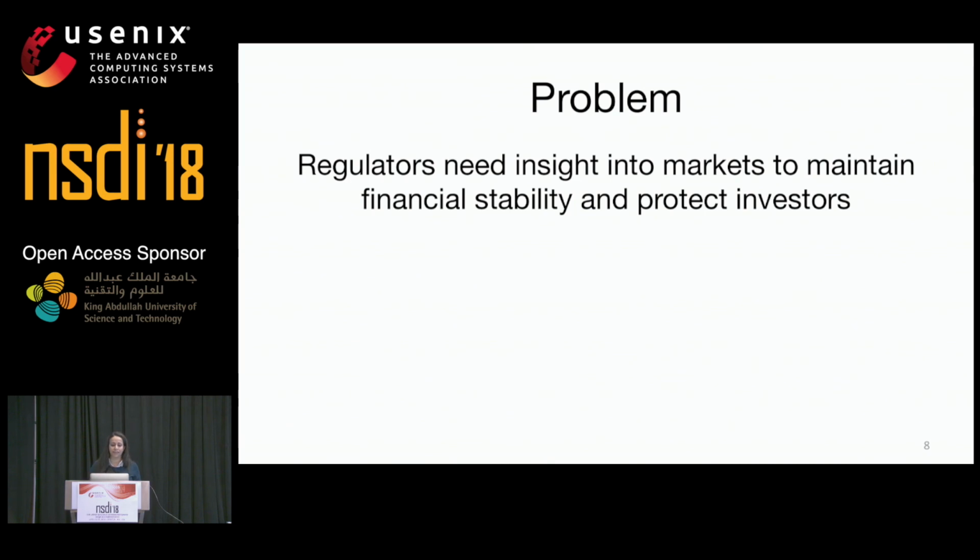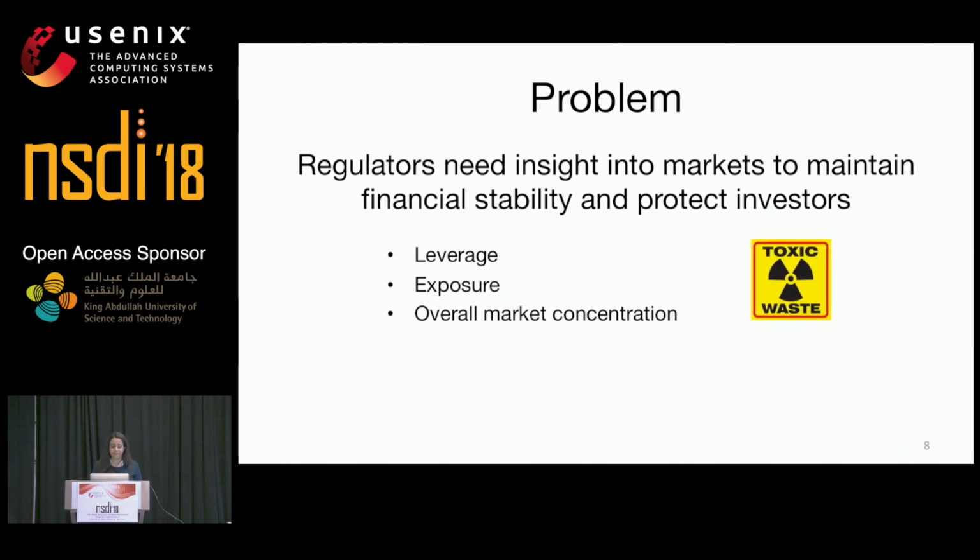Regulators need insight into markets in order to maintain financial stability and to protect investors. For example, an auditor or regulator might want to understand how leveraged a bank is, how exposed they are to a certain class of assets. And they might want to understand features of the economic system as a whole, like how concentrated the market is. Lack of insight can have devastating effects, as we saw with toxic assets in 2008. A contributor to the financial crisis was the issue that people didn't have enough insight into exactly how many assets banks had on their balance sheets.